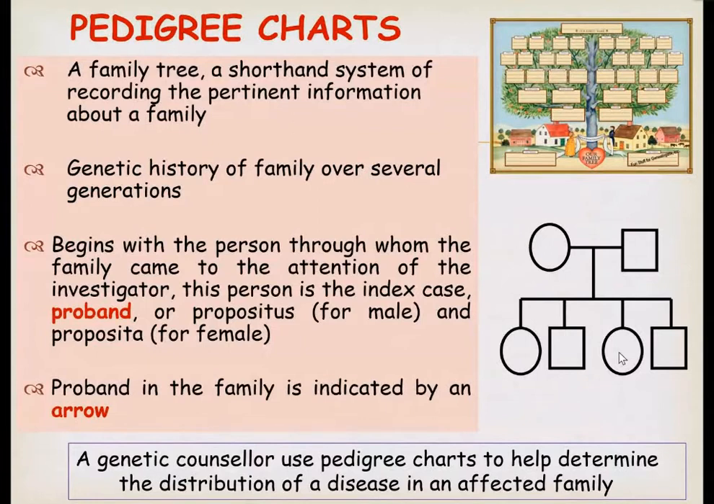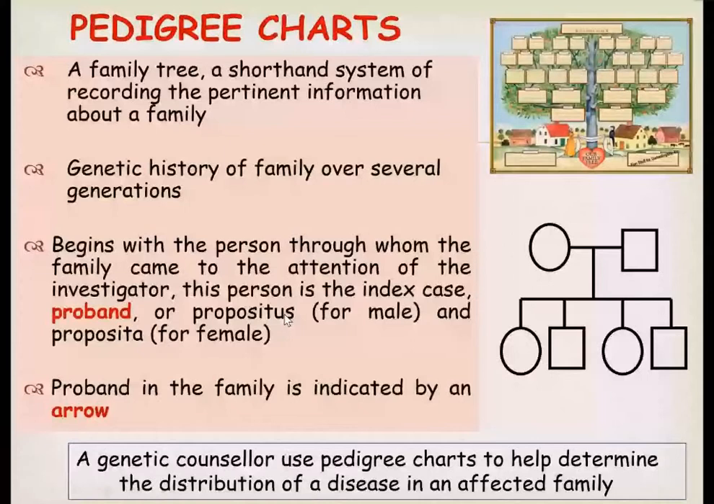The pedigree chart will begin with the person through whom the family came in. Taking the same example, muscular dystrophy: if in a father's family some grandfather is suffering from muscular dystrophy, then the grandfather will be the proband. That person is known as the proband because he is the first person to be diagnosed with that particular disease. We use propositus for male and proposita for female. And this proband will be marked by an arrow.